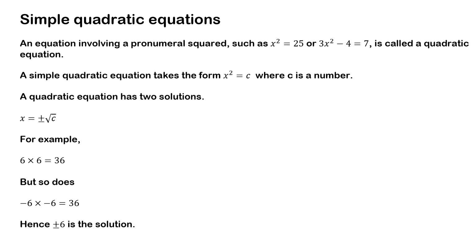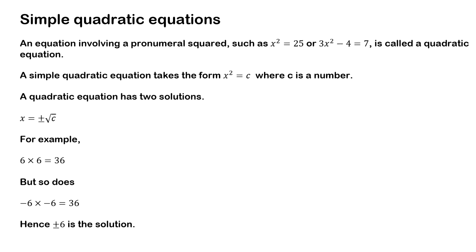In this video, we're going to be covering simple quadratic equations. An equation involving a pronumeral squared, such as x squared equals 25, or 3x squared minus 4 equals 7, is called a quadratic equation. A simple quadratic equation takes the form x squared equals c, where c is a number. A quadratic equation has two solutions: x equals plus or minus the square root of the number c.